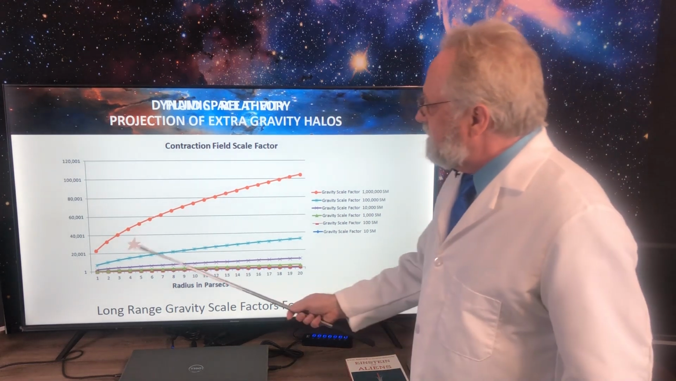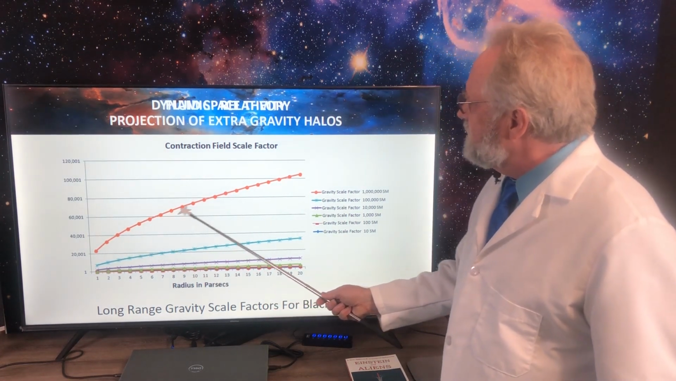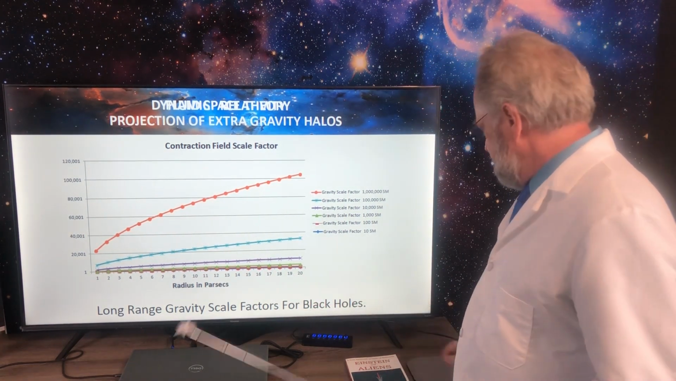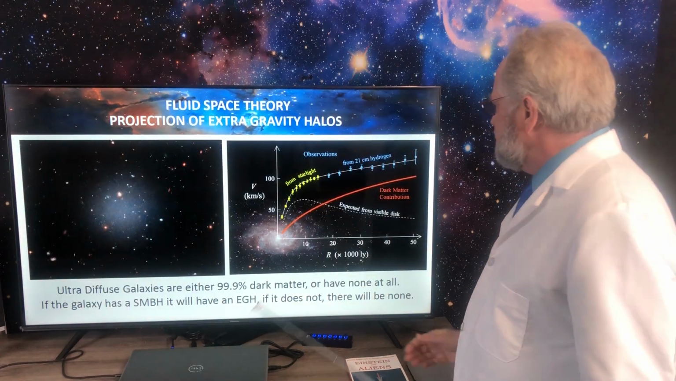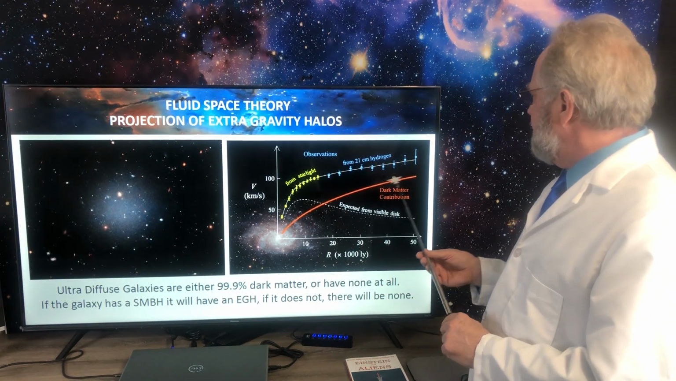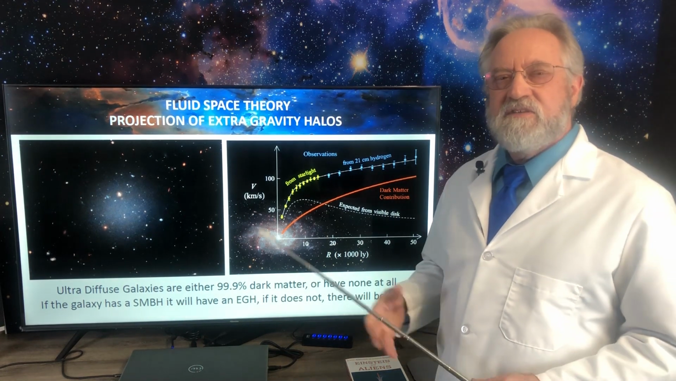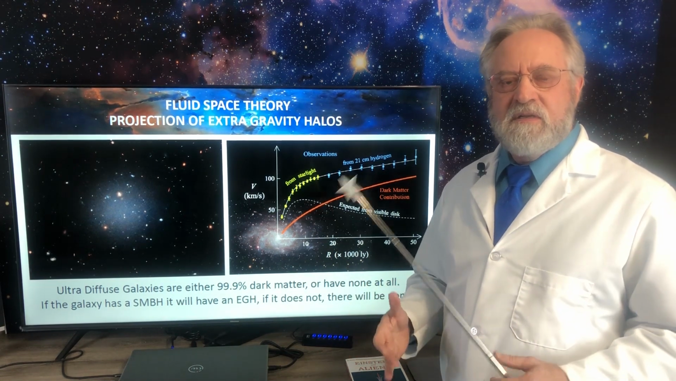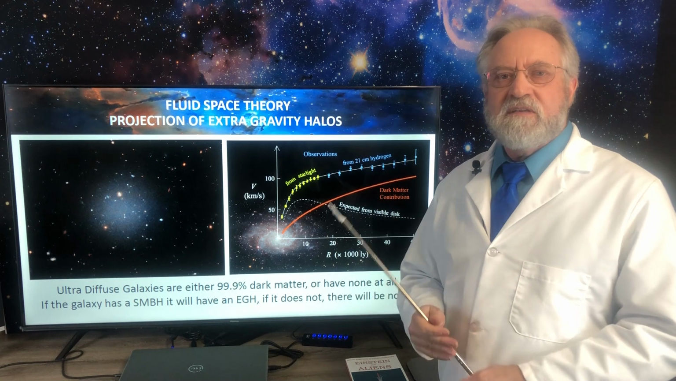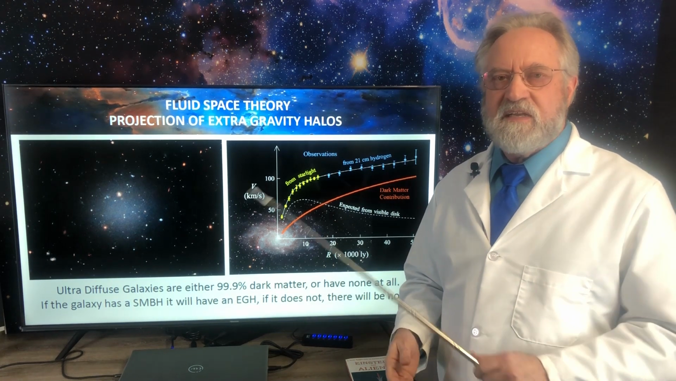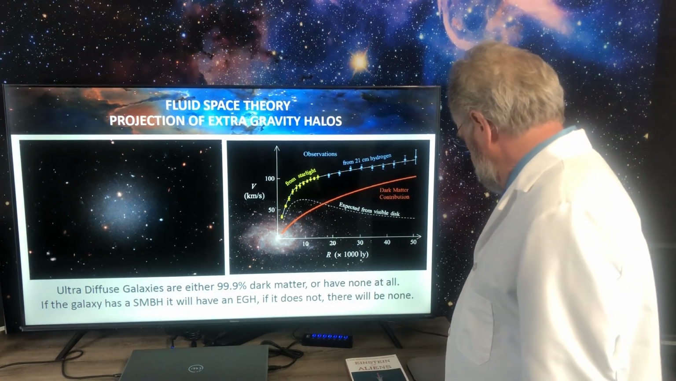And I want to point out one last time how precisely the shape of the gravitational scale factor matches the shape of the dark matter contribution. This is no coincidence. It's a mathematical prediction of fluid space theory. It predicts that exact contribution shape.